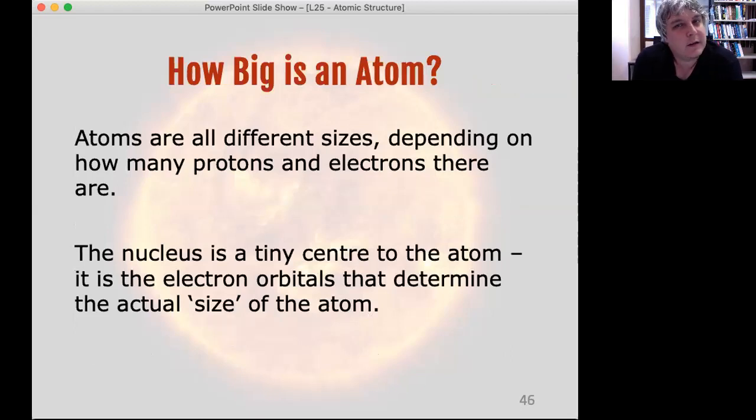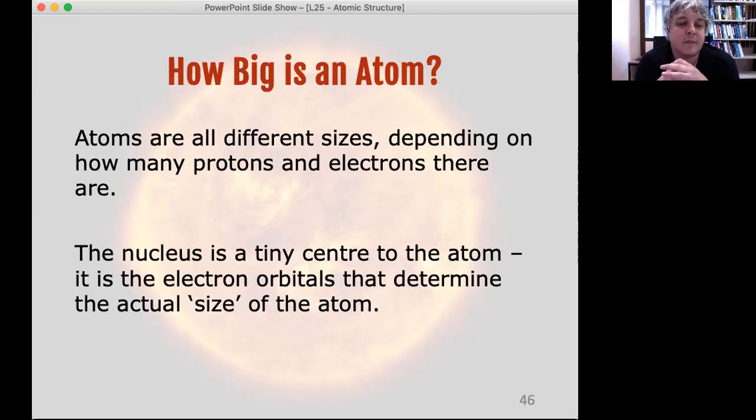And this isn't really to do with atomic mass, this is to do with atomic size, but I've left it in the part about atomic mass because it didn't really warrant its own section. So atoms are all different sizes depending on how many protons and electrons there are. Remember that the protons are positive, the electrons are negative. If you've got a bigger positive charge in the middle, then you're going to pull that electron in a bit closer and that electron shell is going to get a bit smaller.